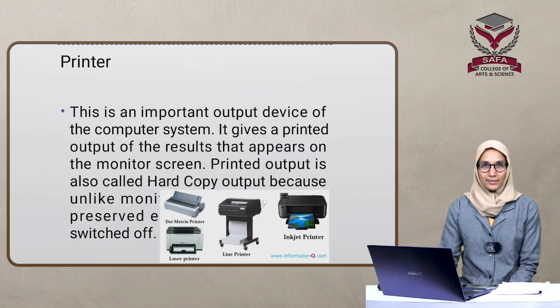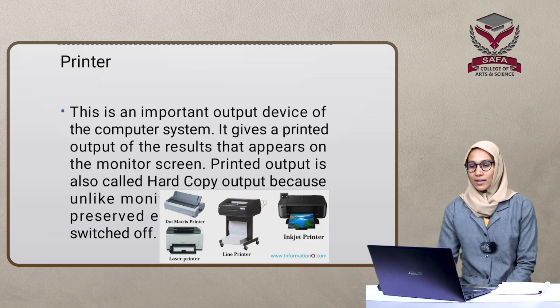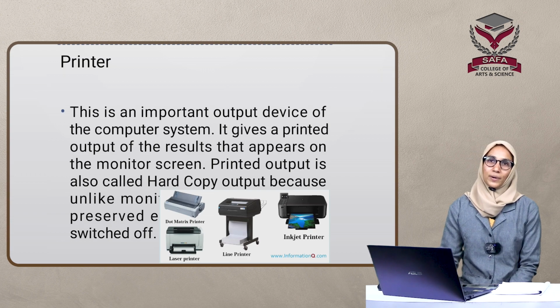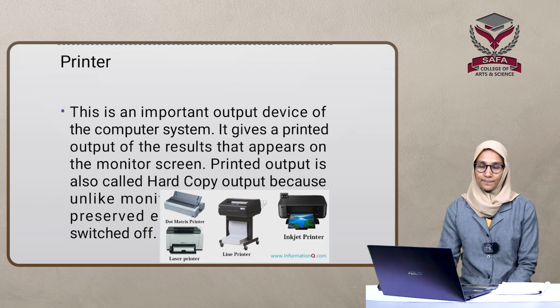The second output device is the printer. This is an important output device of the computer system. It gives the printed output of the result that appears on the screen. This printed output is known as hard copy. There are different types of printers that can be used: inkjet printer, dot matrix printer, laser printer, line printer, etc.